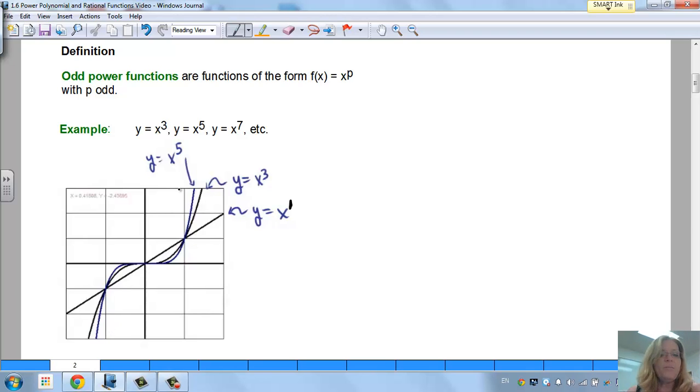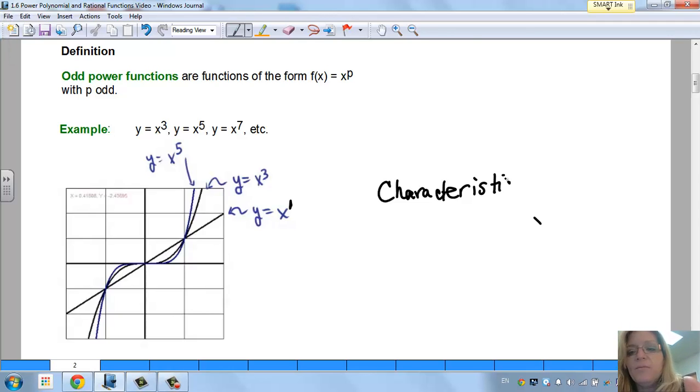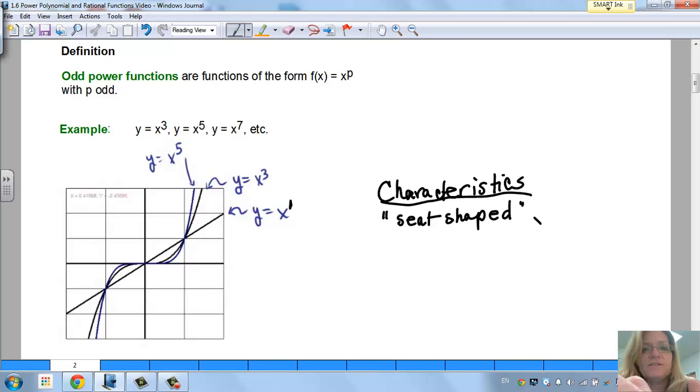And the higher the power, the steeper your curve gets. I'd call the characteristics of this seat-shaped. It reminds me of those plastic seats that you get, so I call these seat-shaped. With the exception of y equals x, they all look like that plastic seat I was telling you about, those molded seats you can use.